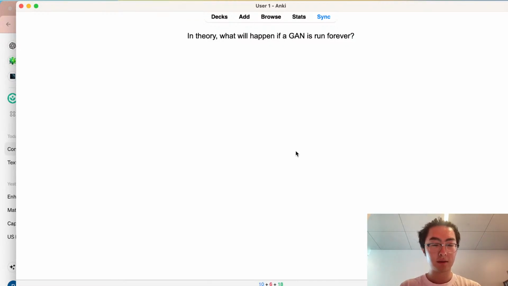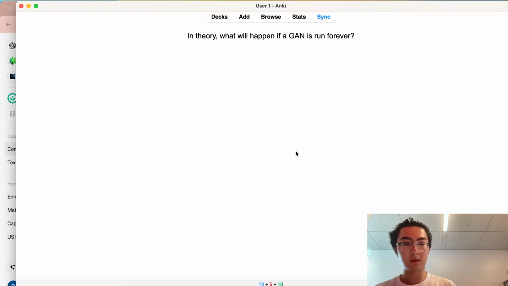Okay. In theory, what would happen if a GAN is run forever? In theory, the GAN will get to a point where the generator will create an image based off some noise, and then the discriminator will always output 0.5. So there's a 50% chance that it's real, 50% chance that it's fake. In that case, the image that the GAN makes is completely indistinguishable from being real or fake.